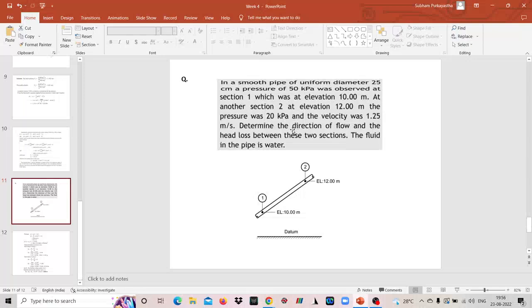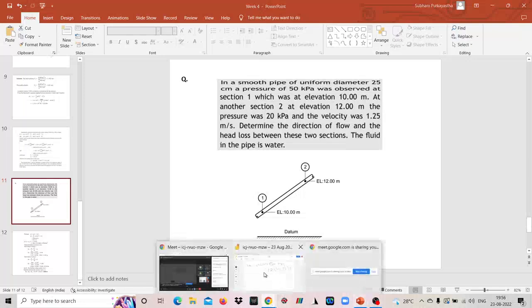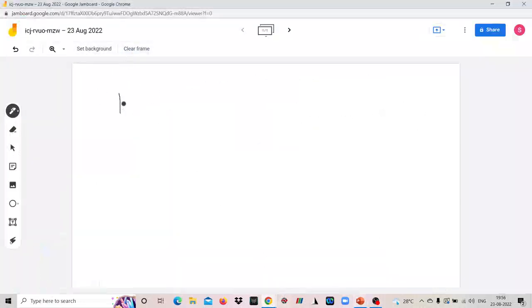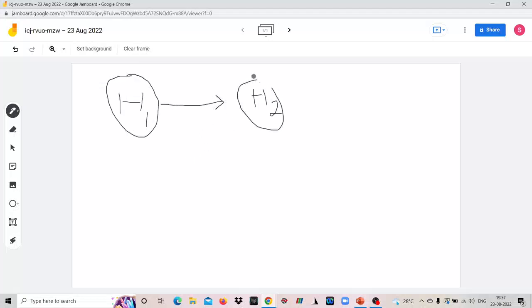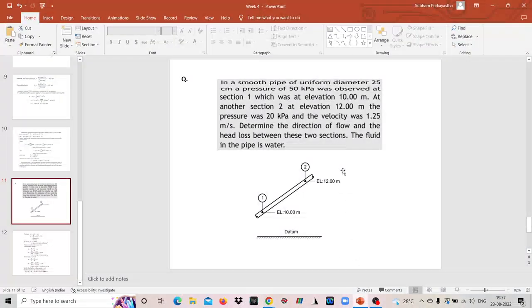So you calculate the total head at section 1, H1, and the total head at section 2, H2, and see where the head is higher. If the head is higher at 1, then the flow will take place from 1 to 2. If the head is higher at 2, then the flow will take place from 2 to 1. That is the first part. Then the difference between these two heads represents the head loss. Is the procedure clear? Yes, sir.